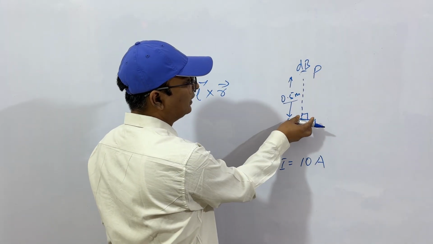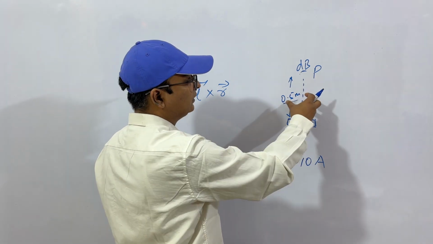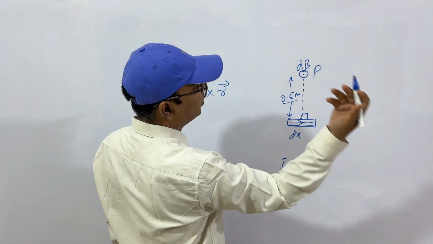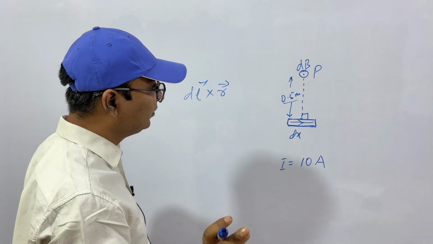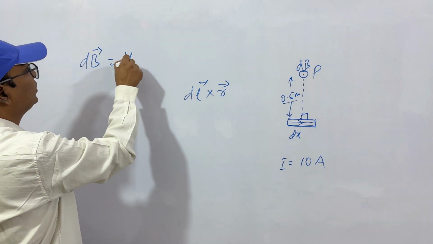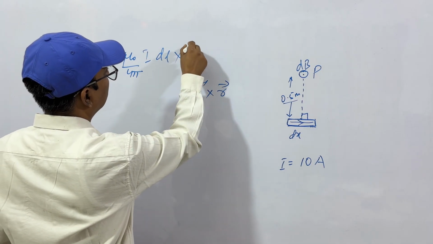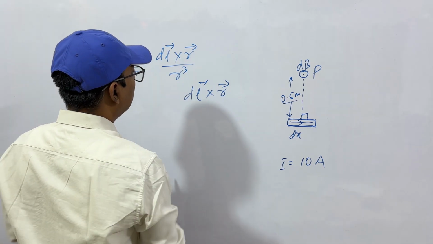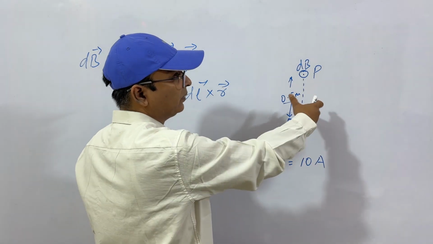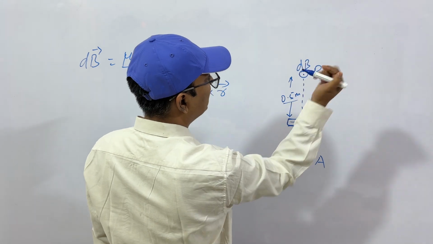So dl is this and r is this, so dl cross r means anti-clockwise, so this is out of the wall, therefore this will point not into the wall, out of the wall. So you understand the direction of this magnetic field. Again I'm saying, dB is mu 0 by 4 pi dl cross r by r cube. Now dl cross r, dl is this, r is this, so by screw rule it is out of the wall. So the direction, the arrow, will be pointing towards this.